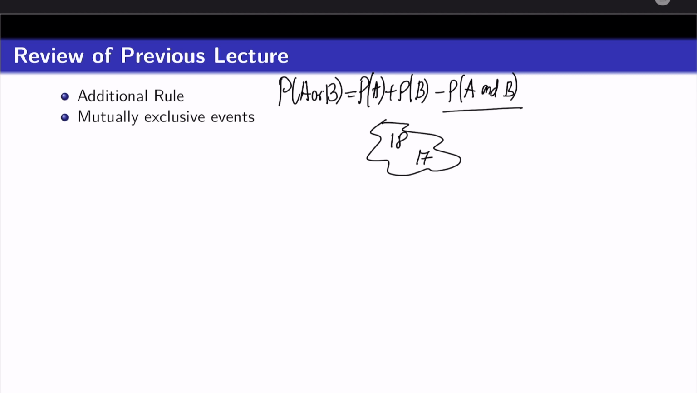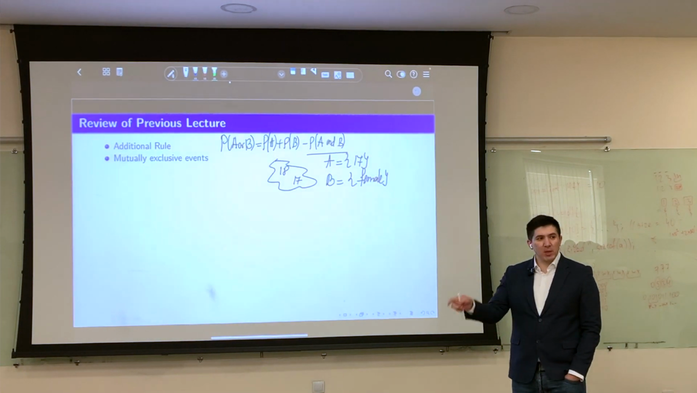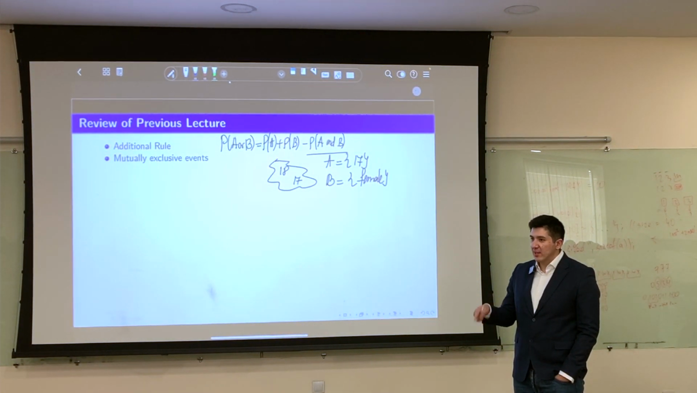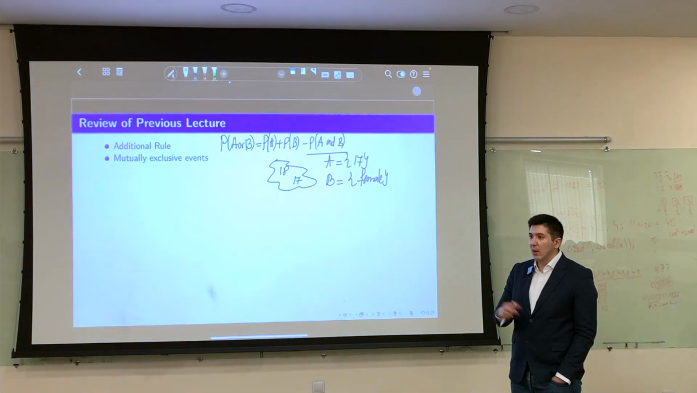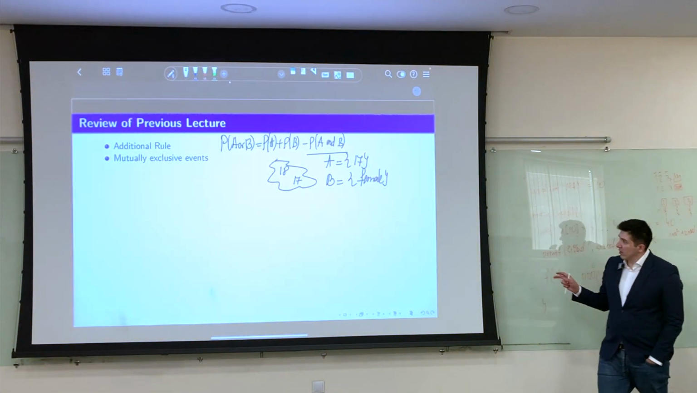Event A is going to be choosing a student with ID 17. At the same time, I'm going to create another event B, which is going to be choosing a student who's female. So what do you think? Is it possible to have both of these events happening at the same time? I'm going to choose one of the students. Is it possible to choose a student who's female with ID 17? Yes, so in this case, these two events are not mutually exclusive. It is important for us to understand this.